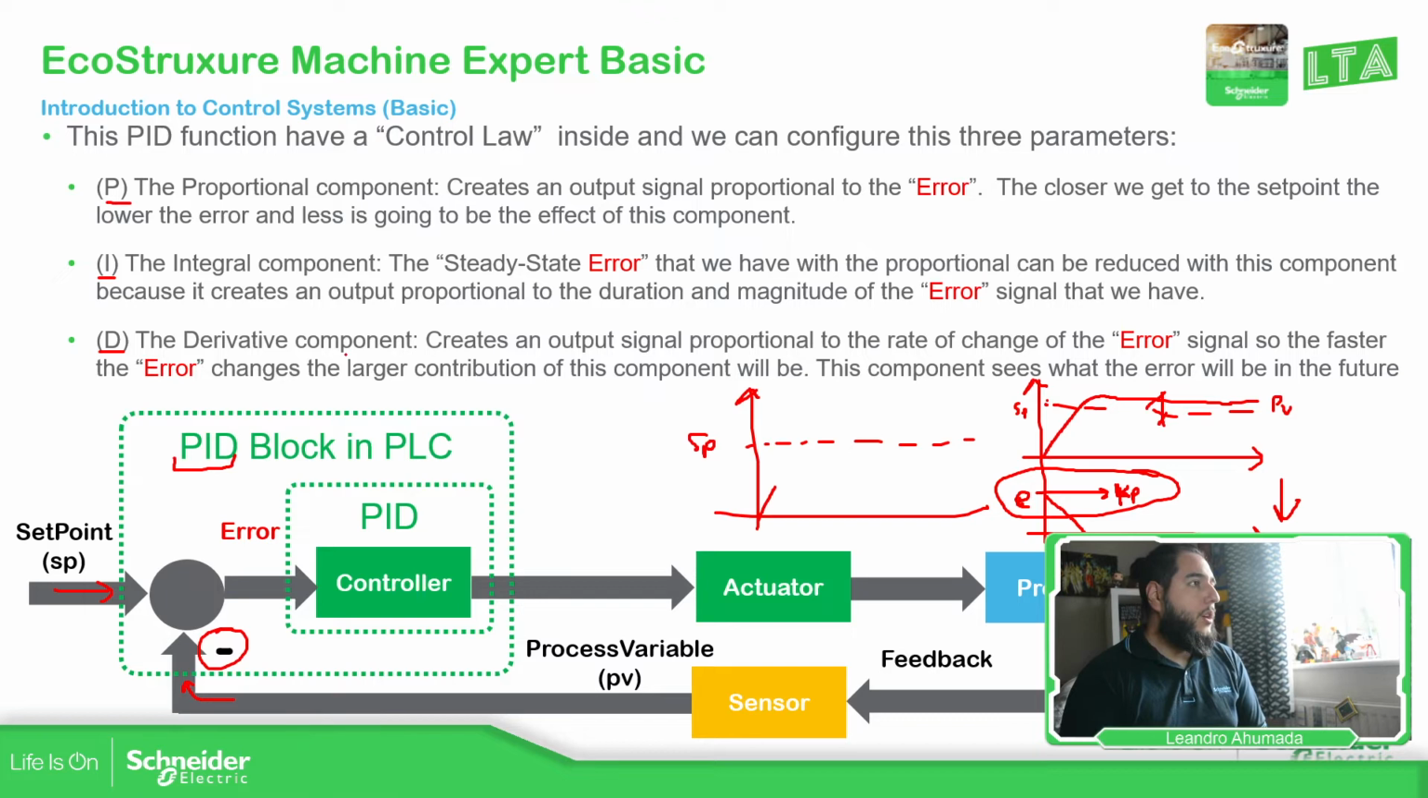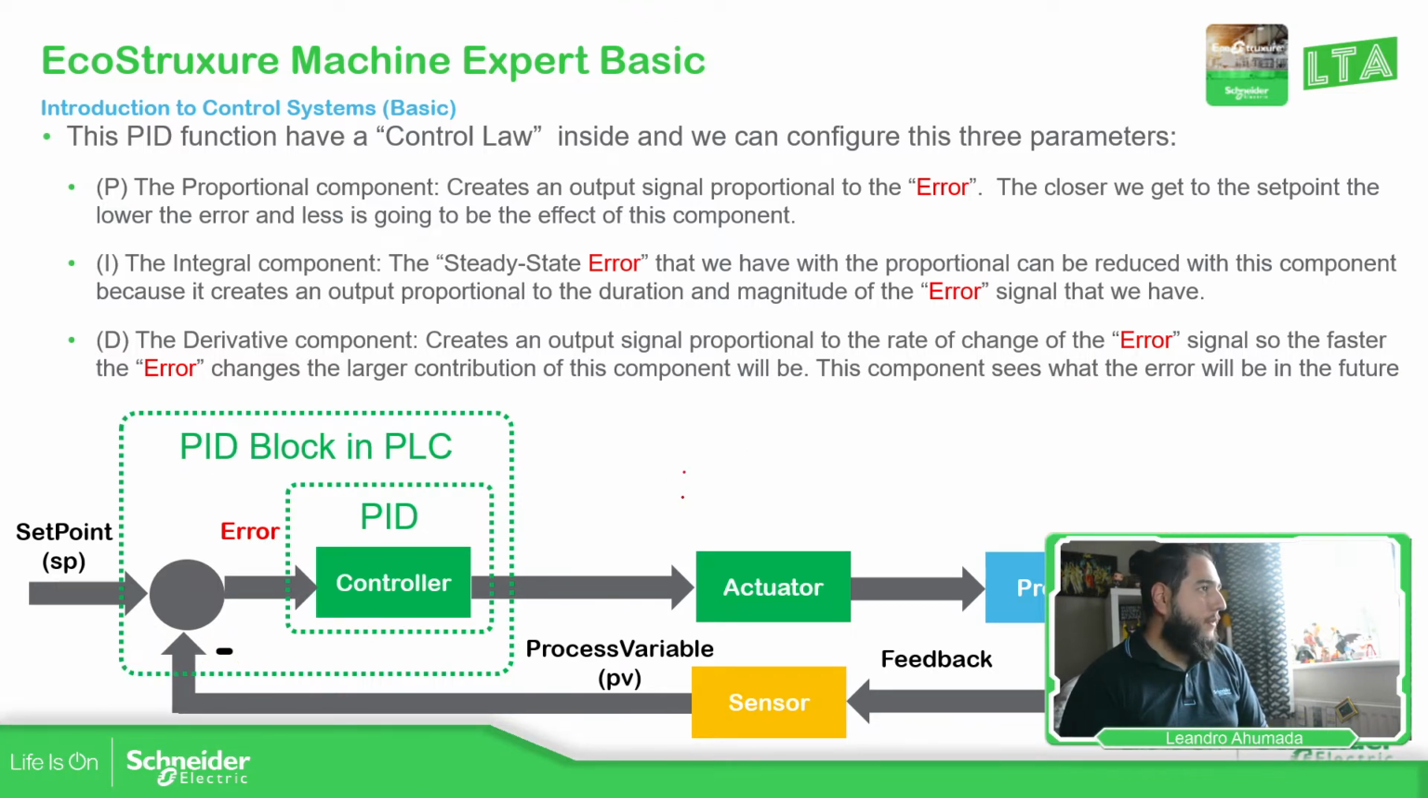So this integral part that we have, it can be the KI, or sometimes it's called TI. It will depend on the control law that we have inside this PID, because it can vary, it can be different depending on the control that we use.